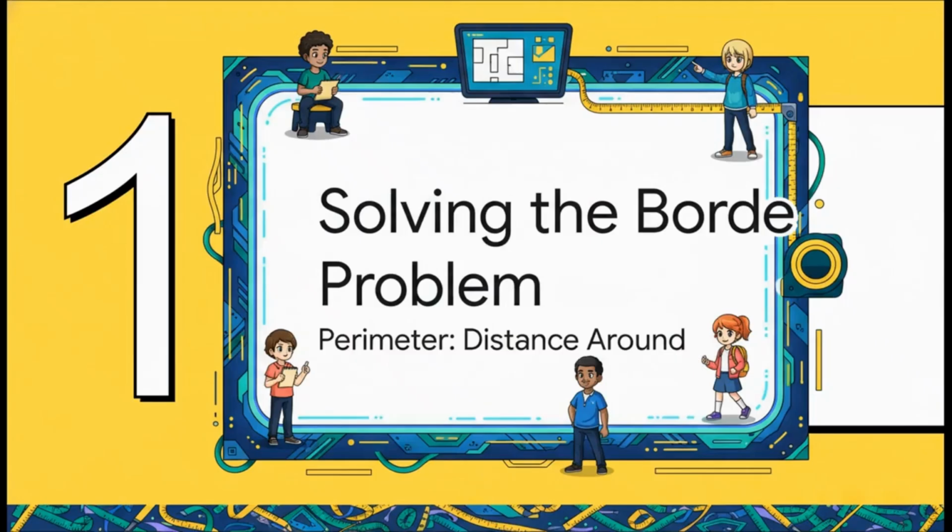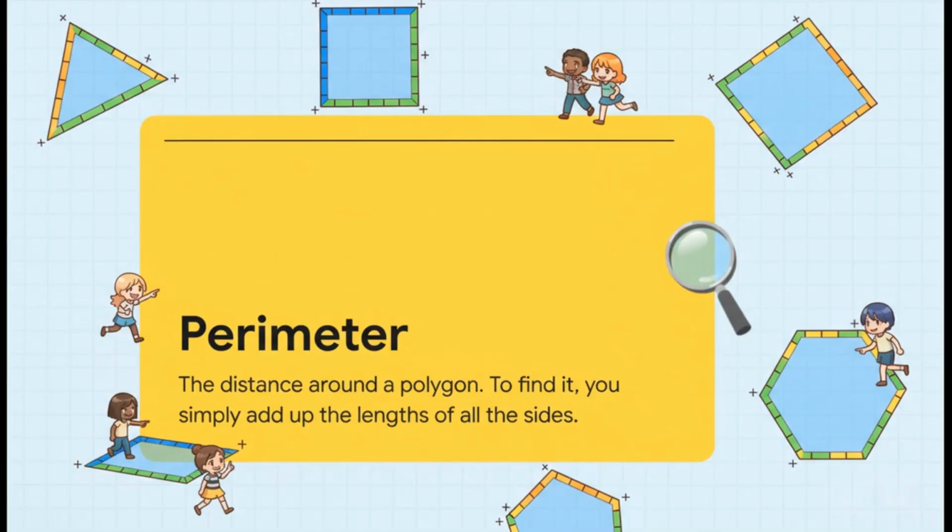Let's break it down. Okay, first up, that decorative border. To figure this one out, what we really need to know is the total distance around the entire room. And in the world of geometry, that measurement has a very specific name: perimeter. And the official definition is actually super simple. The perimeter is just the distance around a polygon, which is really just a fancy way of saying any flat, closed shape with straight sides. Like our room. To find it, you literally just add up the length of every single side. It's a measure of length, plain and simple.